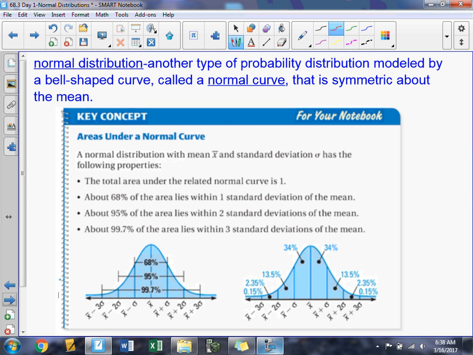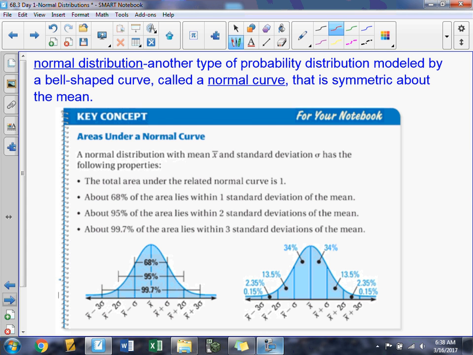So it says a normal distribution with a mean of x bar and a standard deviation of sigma has the following properties. The total area under the curve is 1 because we're adding up to 100%. So everything possible we could have would be under this normal curve. So if you added up all the percentages, they would add up to 100% or 1.